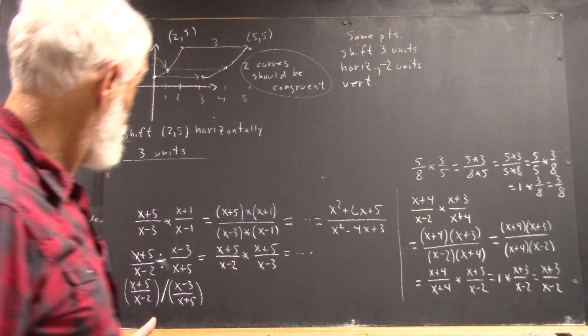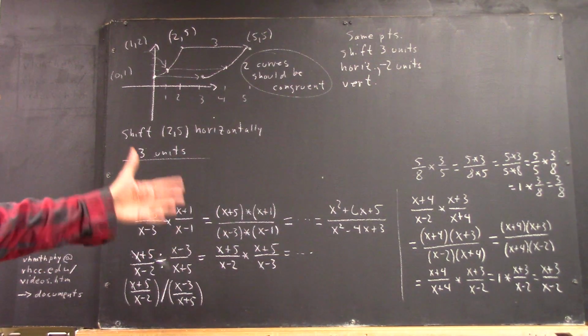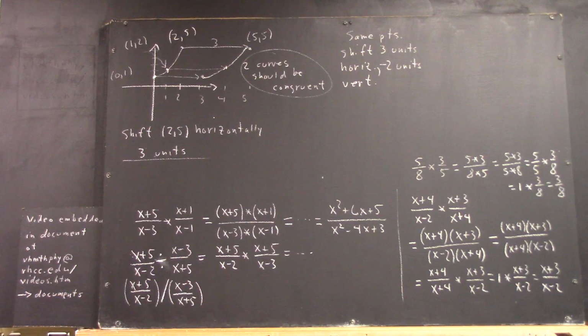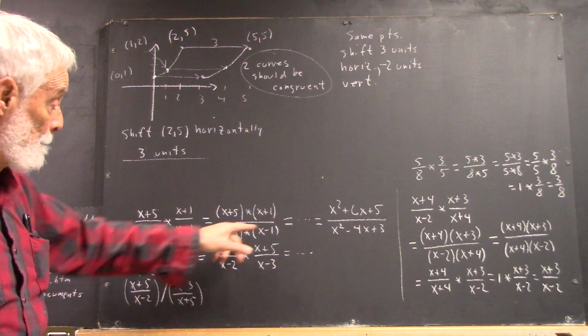We didn't talk about multiplying fractions previously, but we have this. This times this, we just do what we do with numbers. Multiply the numerators, multiply the denominators. Here they are, okay?